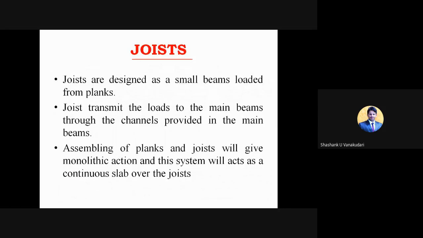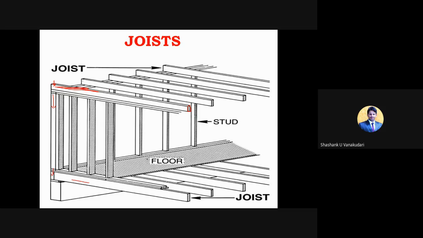And here the assembling of planks and joists gives monolithic action, and this system will act as a continuous slab over the joist. Once they have fixed this joist with the RC planks, it gives a monolithic structure, which means it is like a single slab that you can see. The only thing is to give proper connections between these joists and the RC planks, and that gives the entire member called a slab, right?